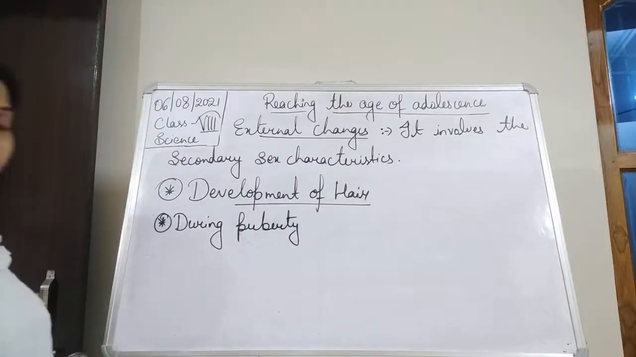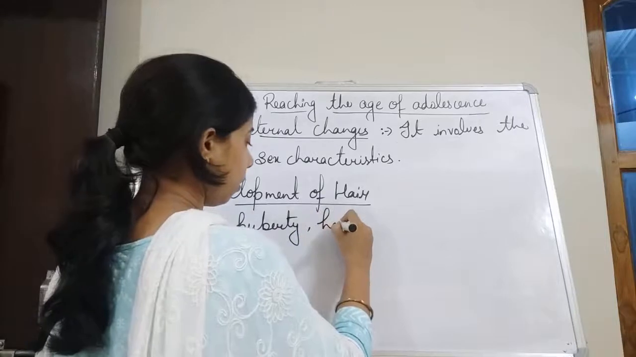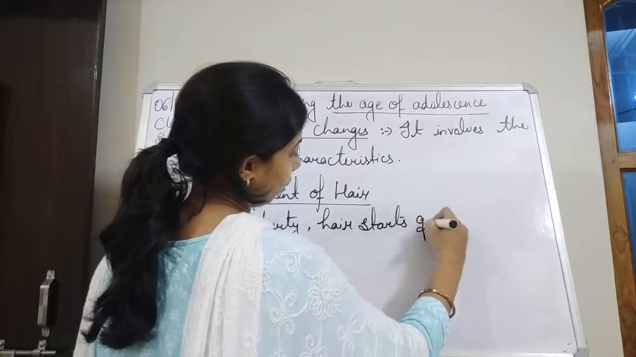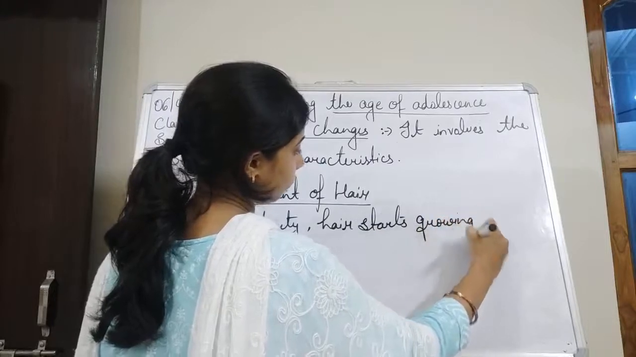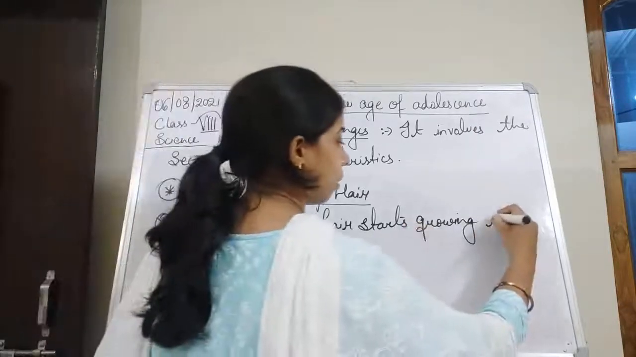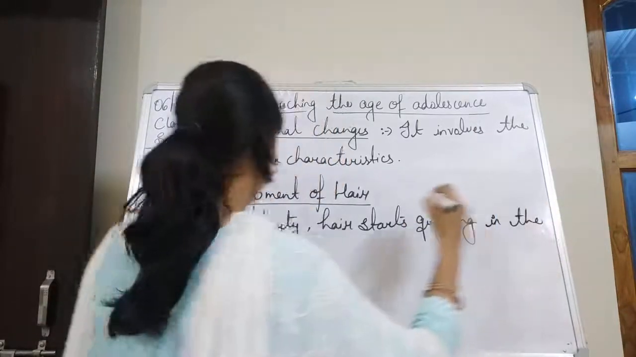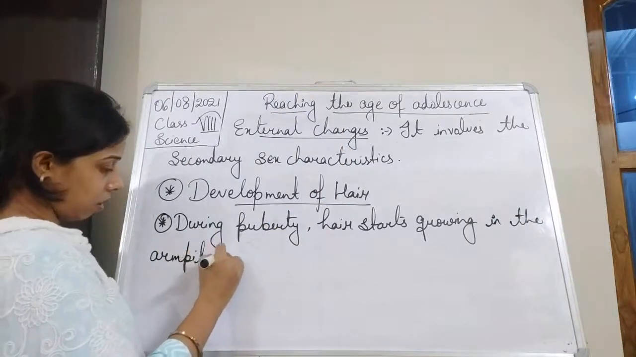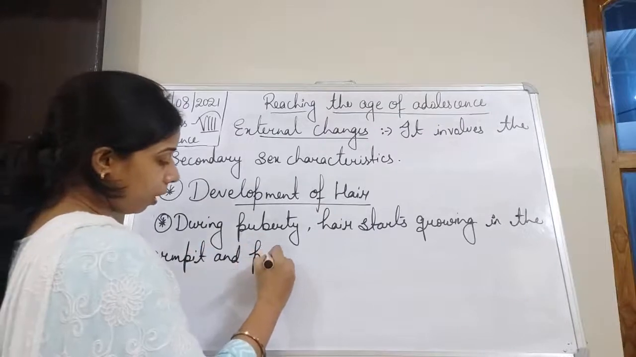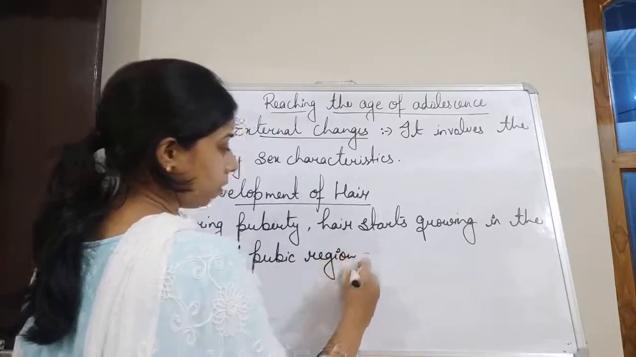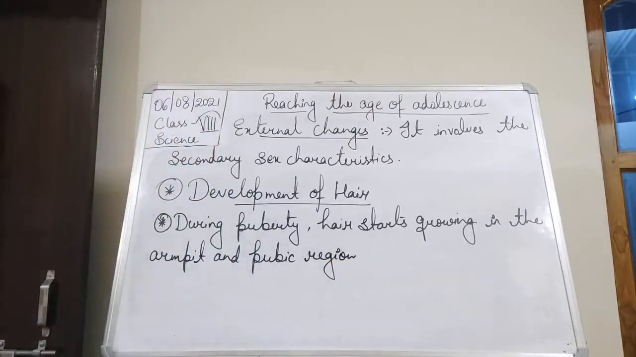hair starts growing near the armpit, in the armpit and the pubic region. In the armpit and pubic region.